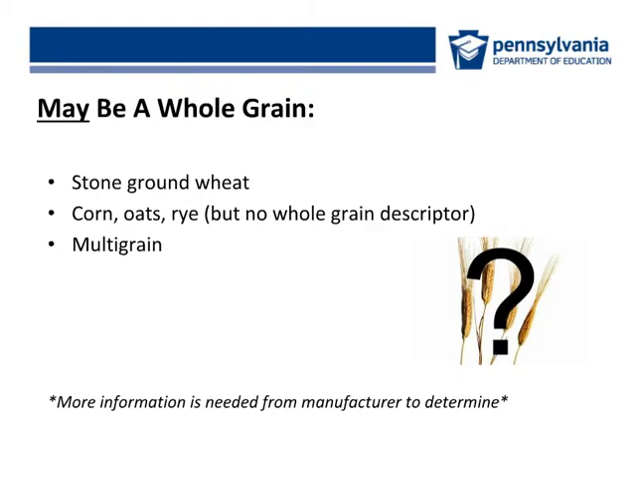Compare manufacturer documentation with ingredient statements and verify that crediting calculations on the documentation are accurate. Once again, for more information on products that often do not meet the whole grain rich criteria, you want to see page 7 of the whole grain resource.